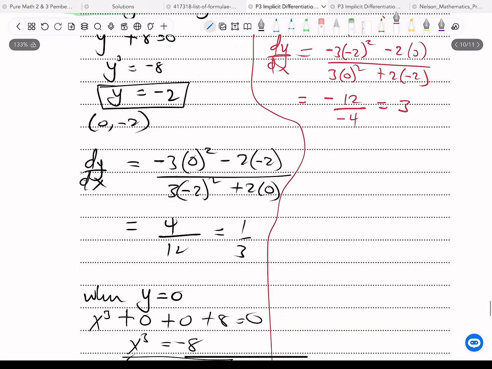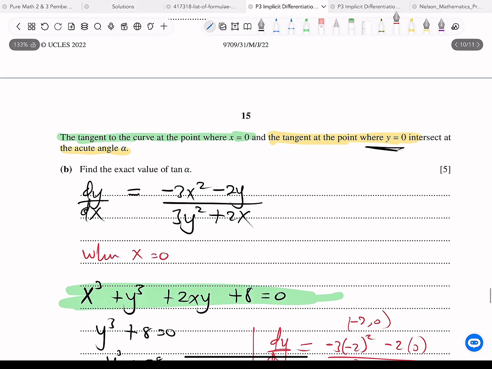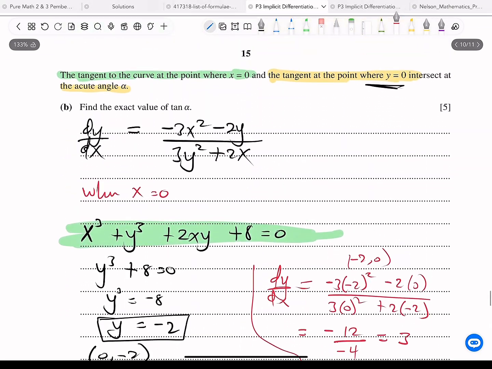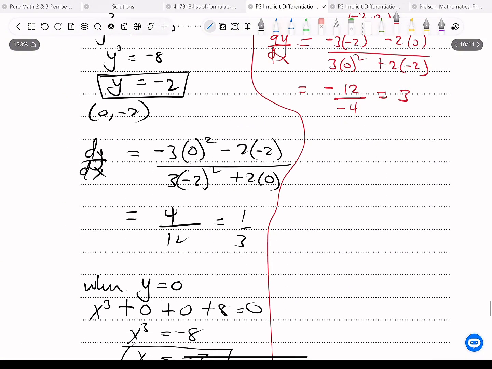Okay, so now to help us do this work very well, I think let's sketch something, because the two tangents are meeting at an acute angle of alpha. So suppose that we have this and that as our x and y axis, and we have two tangents.